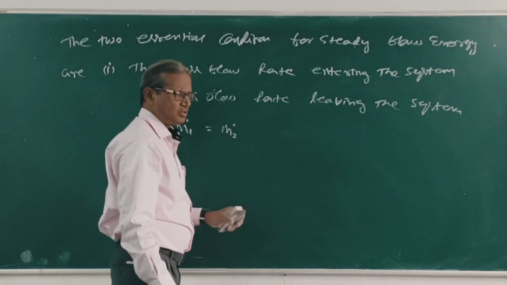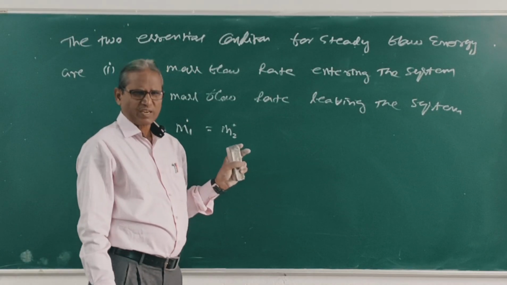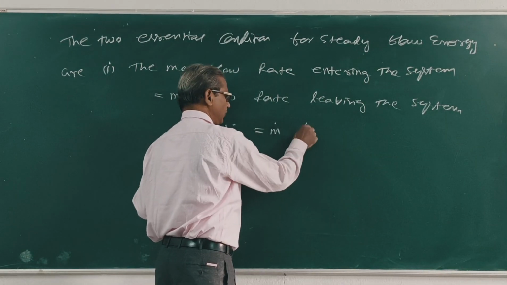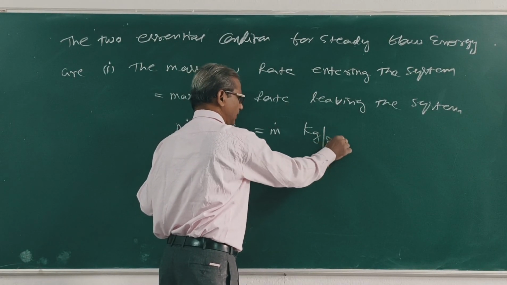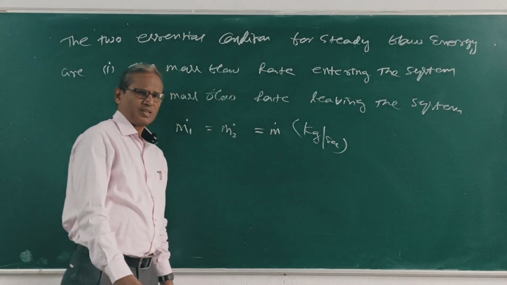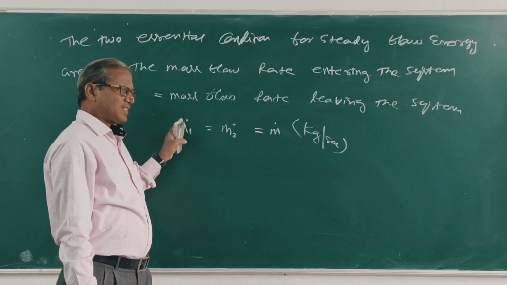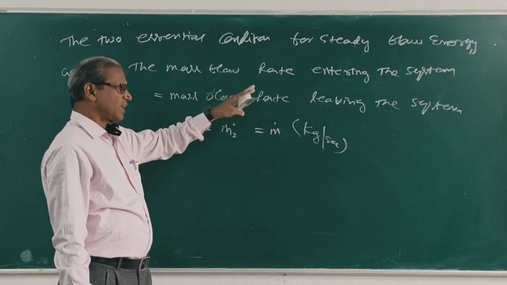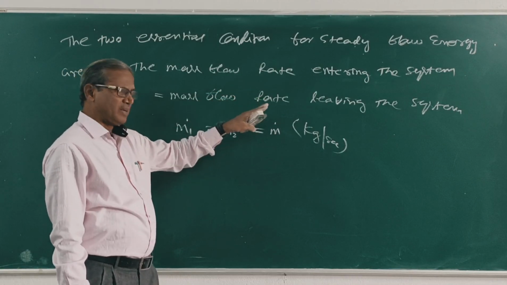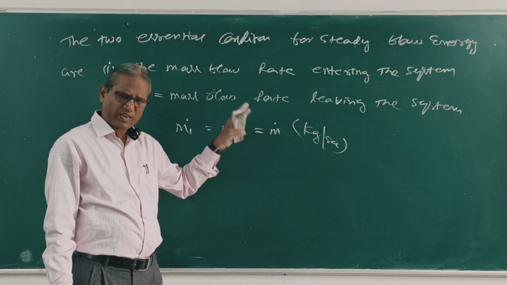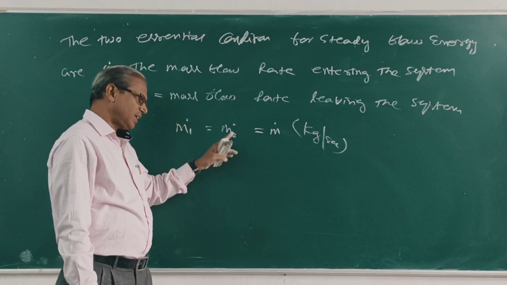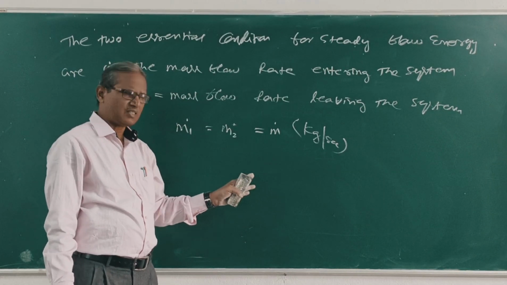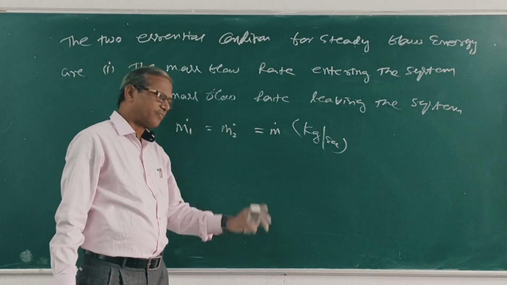What does dot mean? Dot means per second, dm by dt. m dot, what unit? kg per second. Clear? The total fluid flow rate means the mass of fluid flowing per second at entry is equal to the mass of fluid flowing per second at exit. That is m1 is m2 is m.